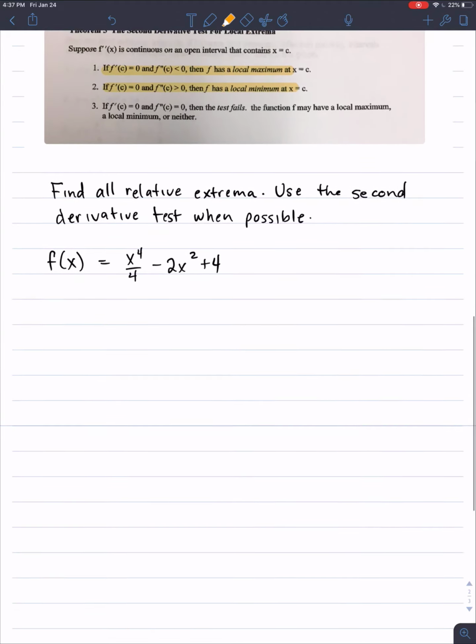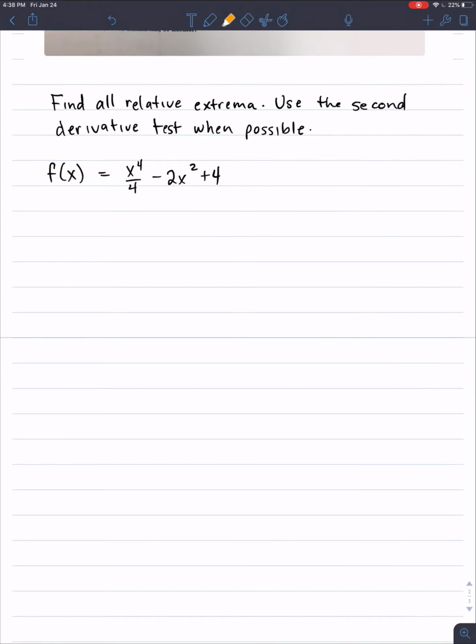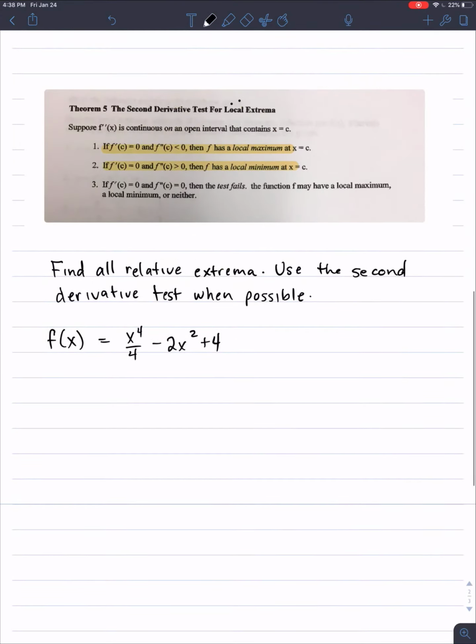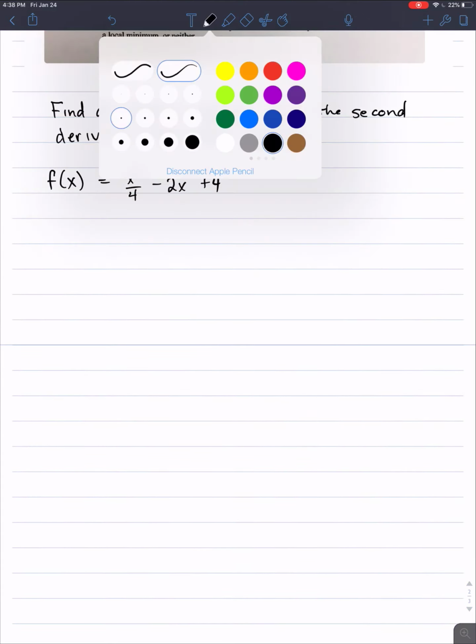So we're going to look at an example using this, and it'll say find all relative extrema. So the previous ones were find inflection points and find concave up or concave down. This one says find extrema, so that's maxes or mins. Use the second derivative test when possible. So just like the other ones, the first thing we're going to do is, if you look above at that theorem, it uses the first derivative and the second derivative as well. So we'll just start off by finding derivatives.